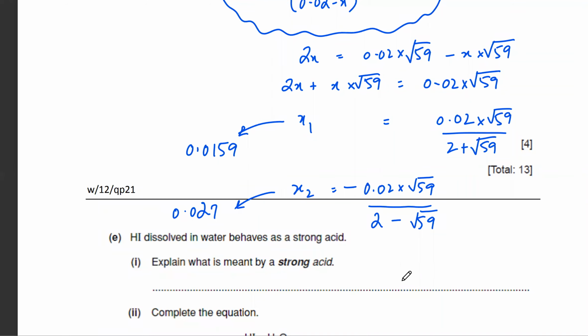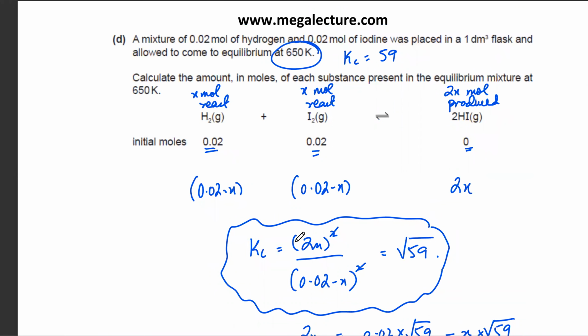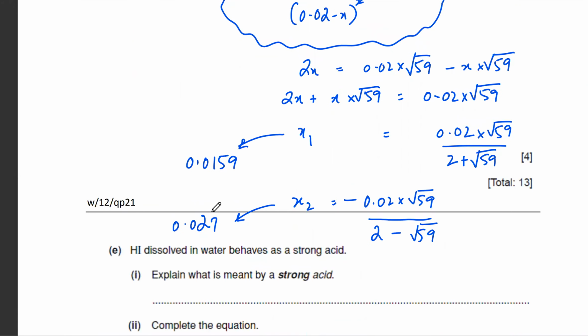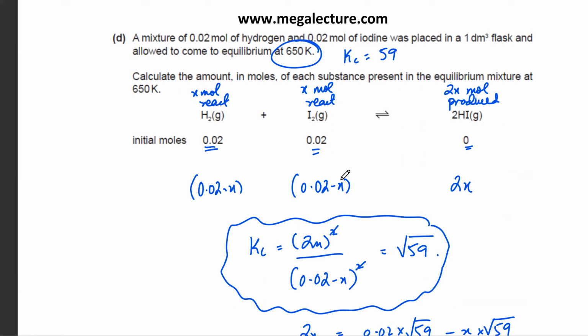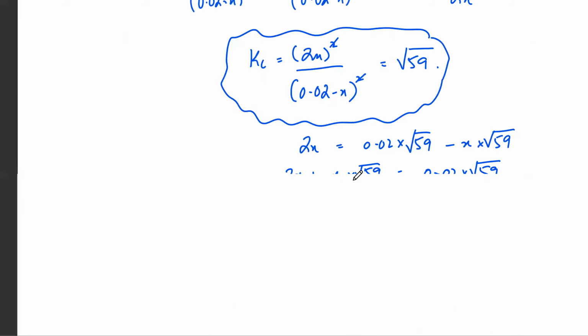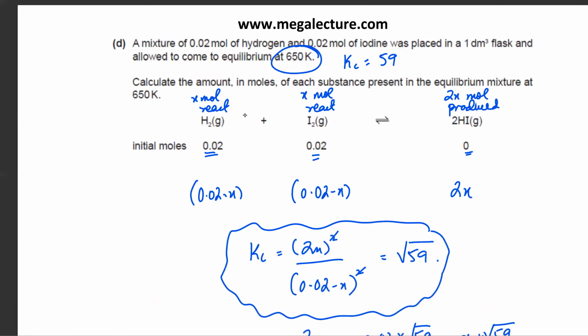बस ये वैल्यूज 0.0159 and 0.027 इनको जाके उसमें put करो, तो I think 0.0159 would work, but 0.027 will not work because if I use 0.027 I get negative moles. If you put it over here, 0.02 minus 0.027 would give you a negative value. So these moles cannot be negative. So one of these values is not going to work. 0.0159 will work, that would be fine. So use x equal to 0.0159. Okay, then it's going to be a positive value everywhere. Okay, is this clear?